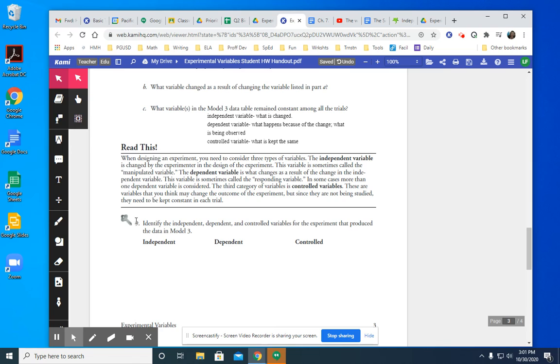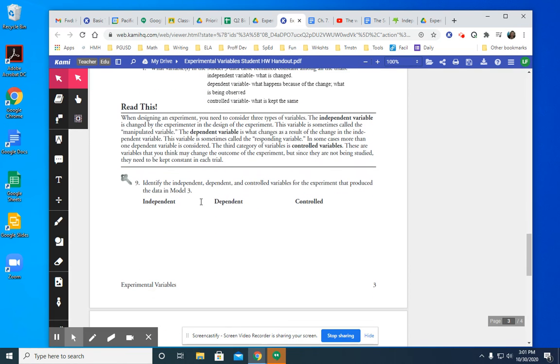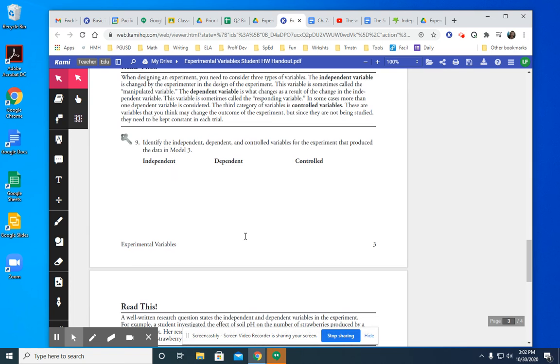Number 9. Identify the independent, dependent, and controlled variables for the experiment that produced the data in Model 3. Independent, dependent, controlled. If you're stuck here, you have answered these questions in your previous work, okay? What you're doing now is just defining them a little bit differently. You're using these words, independent, dependent, controlled, to define.